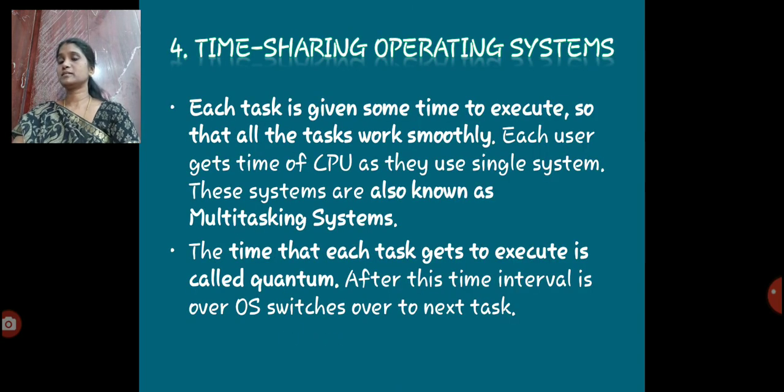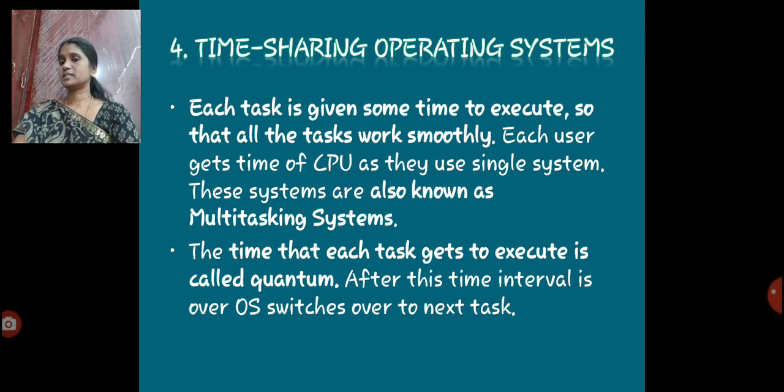Right, and this is number 4, which is the time sharing operating system. In time sharing, every process is given a particular amount of time. Within that time, the process has to be over. The operating system will then automatically switch on to the next process. That is called time sharing OS. Each task is given some time to execute so that all the tasks work smoothly. Each user gets CPU time as if they are using a single system.